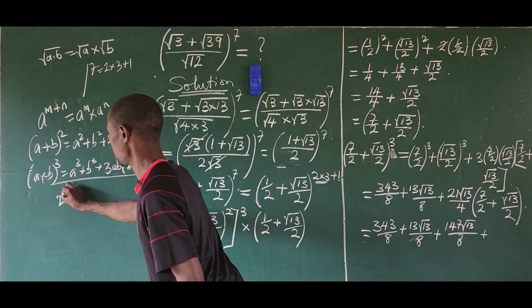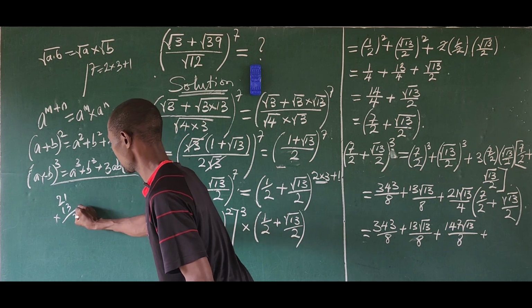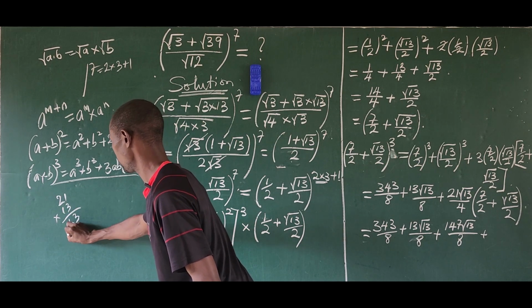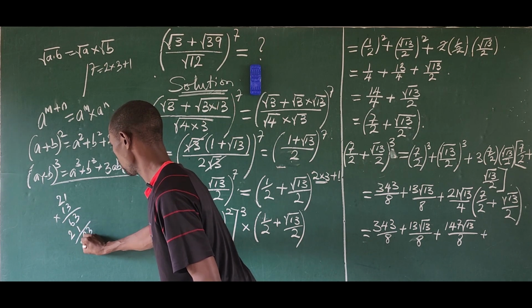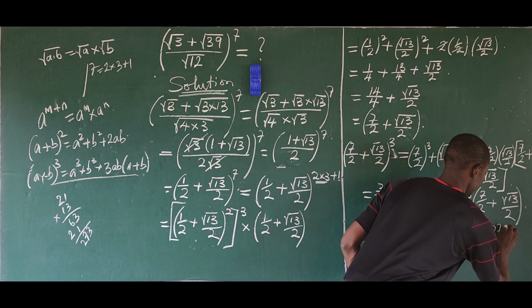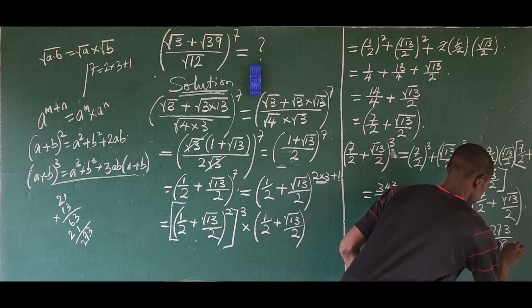So we have here 21 times 13. This is going to give us 3, here we have 6, here we have 1, here we have 2. So we have here 3, here we have 7. So we have 273 all over, we use this times this, and this will give us 8.